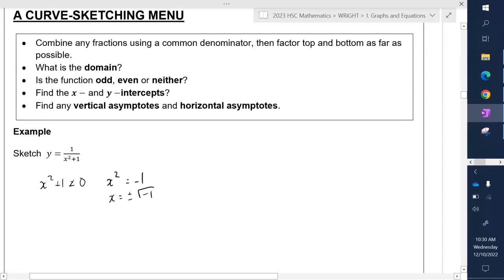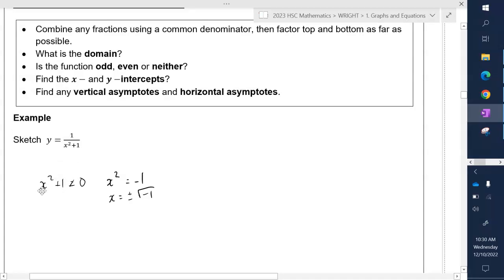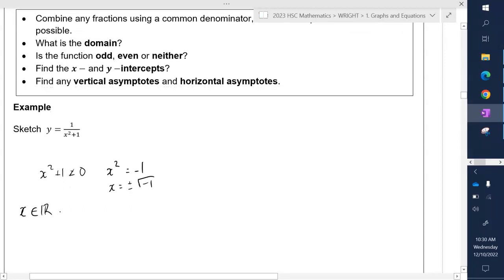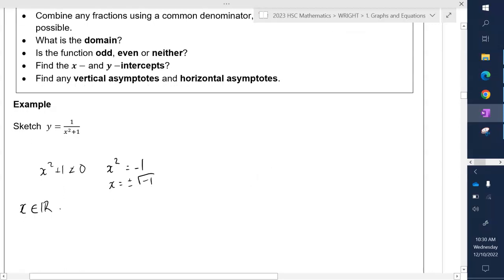And if you have a look at that up here, we're squaring whatever we get and adding 1. So we're never going to get a negative on the bottom. We're always going to get a number that's 1 or bigger. So we're going to be okay. So we would say that our domain, for x, is all real x. So that helps us out a little bit. We know we're going to be using all the x-axis. Let's have a look at the next point.